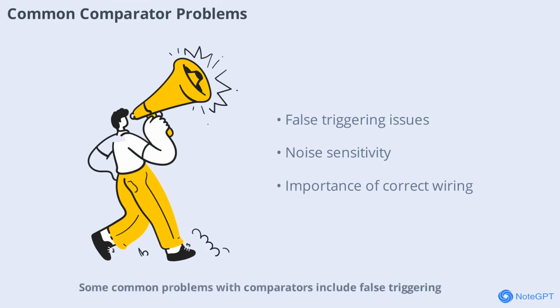Some common problems with comparators include false triggering, noise sensitivity, and incorrect wiring. These issues can lead to unreliable operation or circuit failure. By understanding potential pitfalls and following best practices, designers can avoid these problems and create robust comparator circuits.